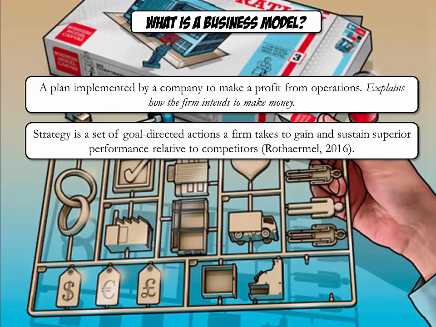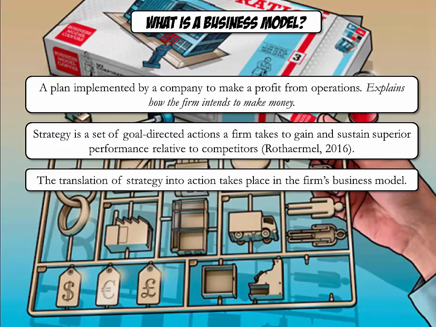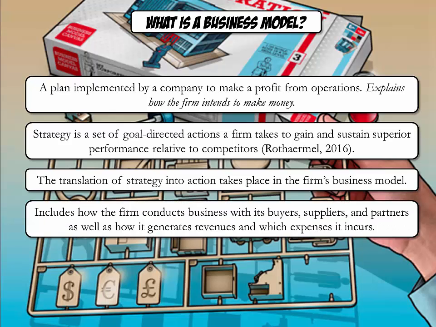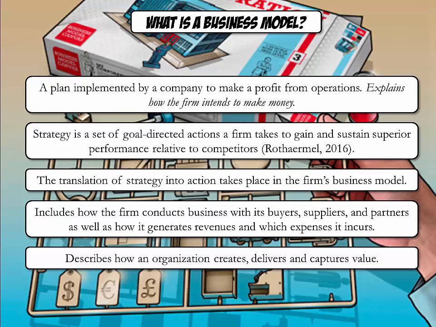The strategy of a firm is the set of goal-directed actions it takes to gain and sustain superior performance relative to competitors. In order to bring alive a formulated strategy, it is translated into a business model, which includes how the firm conducts business with its buyers, suppliers, and partners. It also shows what expenses the firm incurs and how it generates revenues. In short, the business model describes how the firm creates, delivers, and captures value.